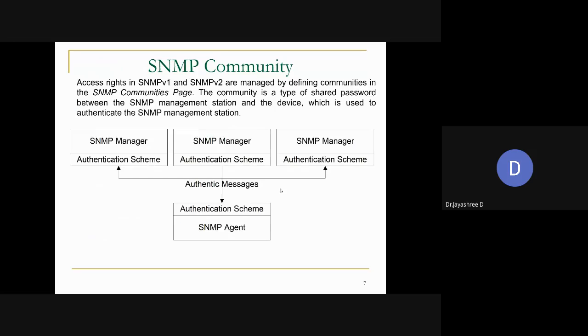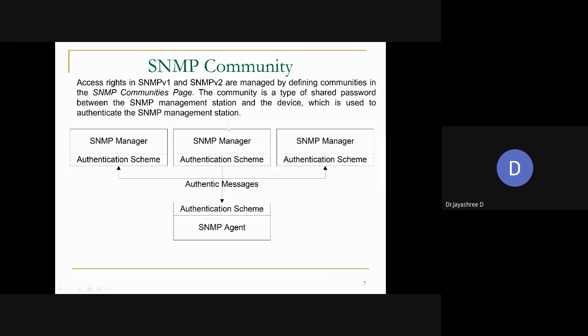Now we will see how this authentication scheme works. Access rights in V1 and V2 are managed by defining communities. You can check the community page in SNMP; every network software runs this. The community is a type of shared password between the management station and the device. The management station is the manager, like a server, and the device is the agent, like a client, which is used to authenticate the management station.